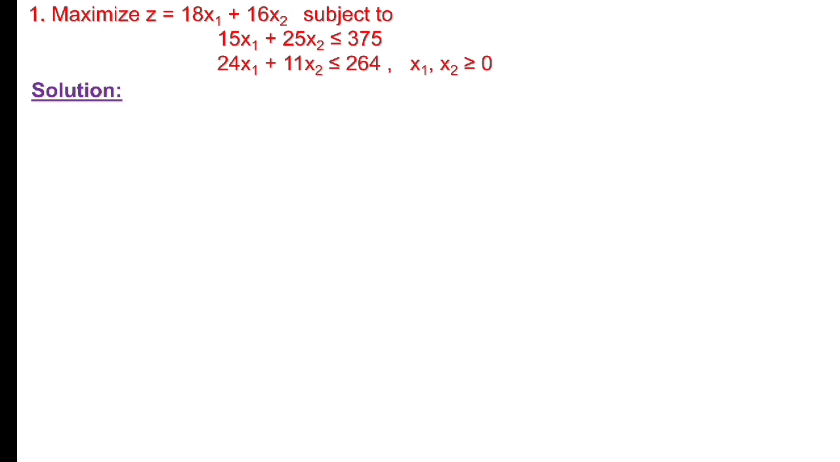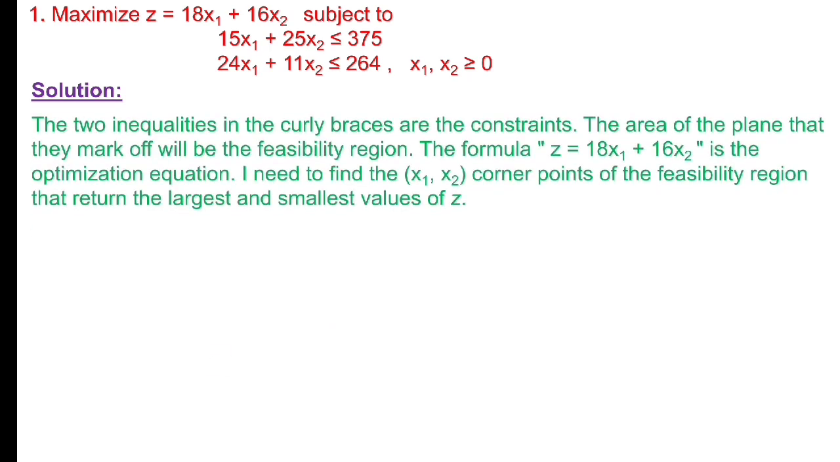Solution. Here you see, the two inequalities in the curly braces are the constraints. They mark the feasible region. The formula z equal to 18x1 plus 16x2 is the optimization equation. I need to find the corner points of the feasible region, that means the common point. How to find? We check with one point.